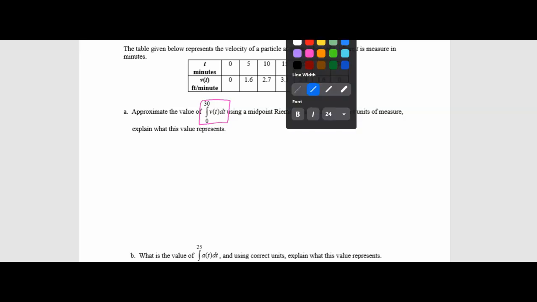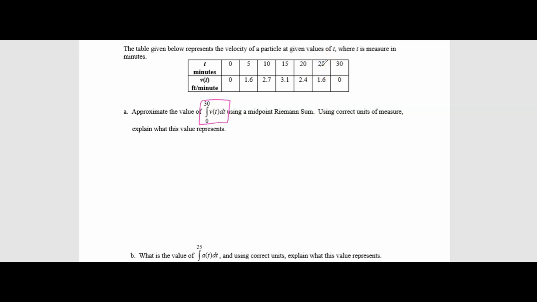Okay, if I'm going to use a midpoint Riemann sum, I'm going to break this up into 3 intervals. Technically, you could just break this up into 1 interval, going from 0 to 30, but that would be a less precise answer than breaking this up into 3 intervals. So plus it's a good review of midpoint Riemann sums.